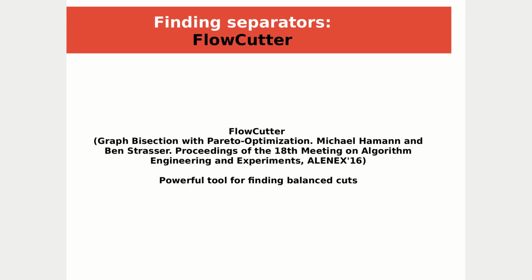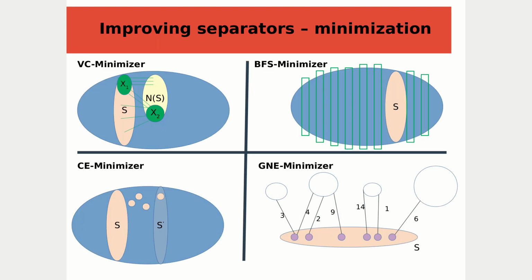The last method for finding separators described here is the flow cutter method by Michael Hamann and Ben Strasser. It's an algorithm that works very well for some graph classes. In my opinion, it's a very powerful tool for finding balanced separators. However, there are graph classes, especially graphs that do not admit small balanced separators, for which the algorithm's runtime can be a bit too slow. So we cannot apply the flow cutter method to graphs that seem not to have small balanced separators.